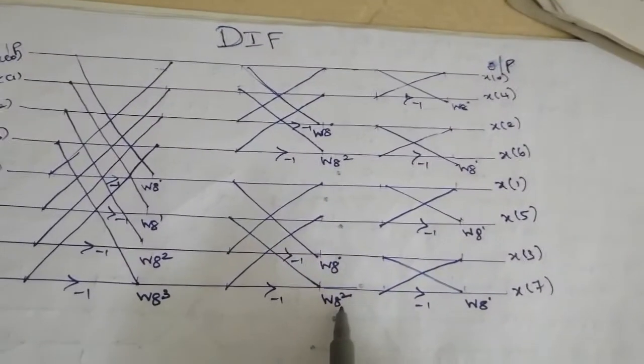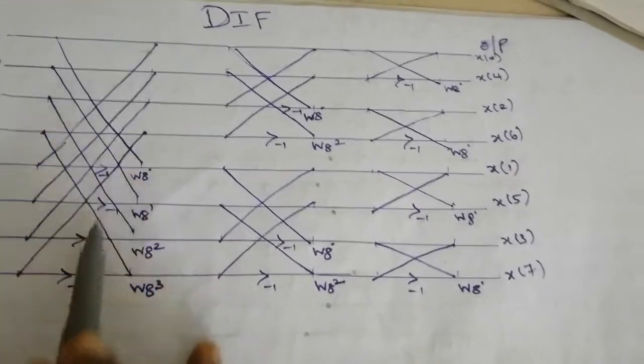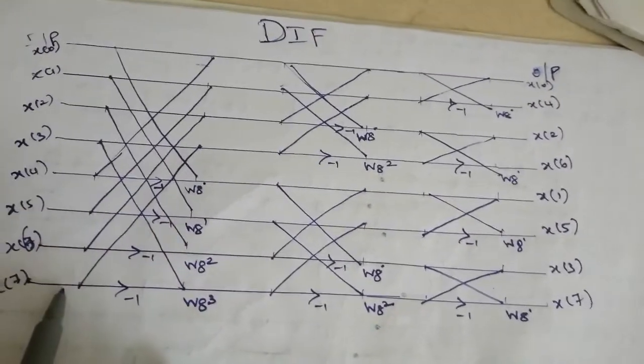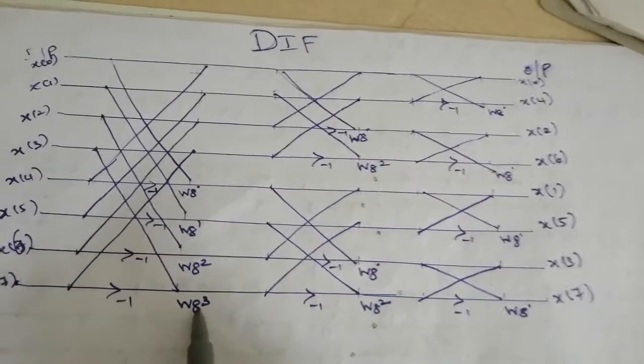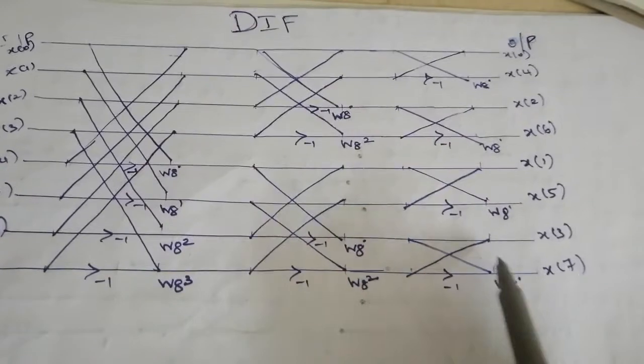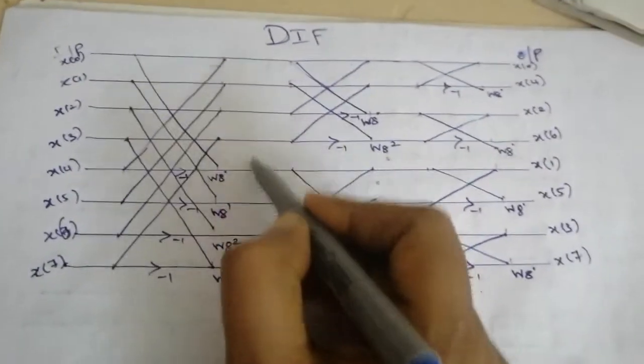So this is the difference in DIT and DIF, where in DIT we have multiplied this twiddle factor in front of each line, but in DIF it's multiplied on the back side of each stage, right? That is the difference. So the next remaining steps are the same. That is first to find the values of each line.